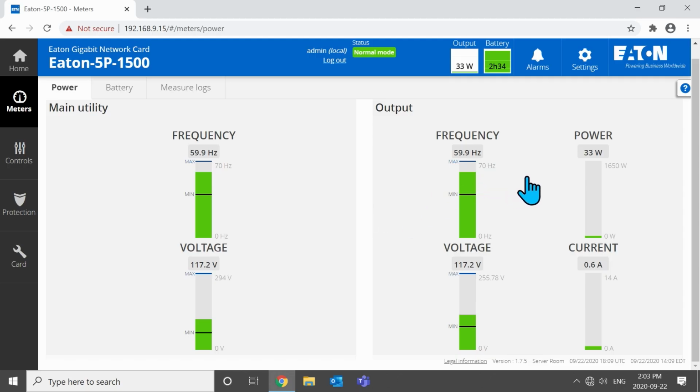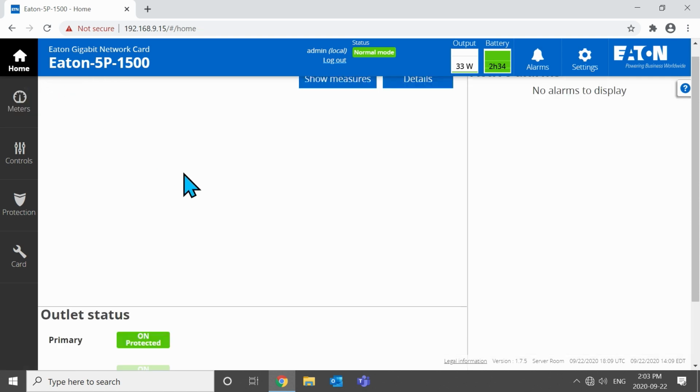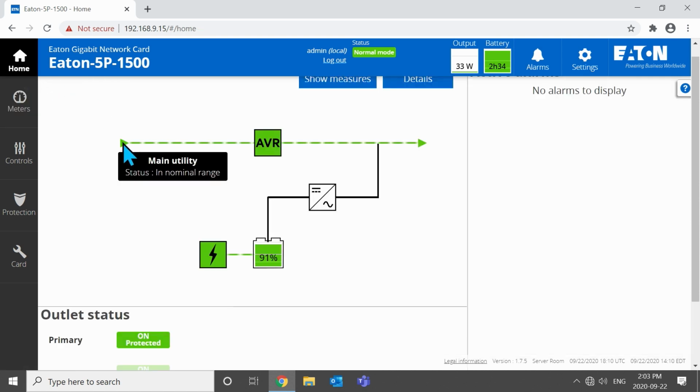So looking at the interface here, we can see the power draw is currently about 33 watts. That's because it's just three small low load devices, but it has a max draw of 1650 watts, which is quite a lot. Everything else here looks good as far as voltage coming in and out. And we can see here how the utility power is coming in. It's going straight through to your devices.